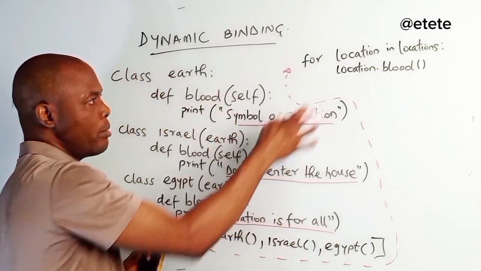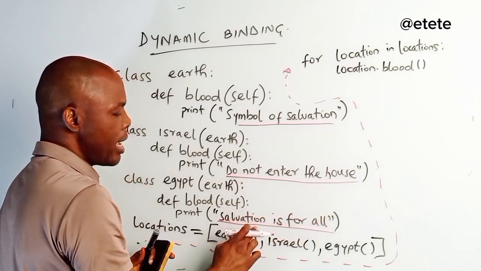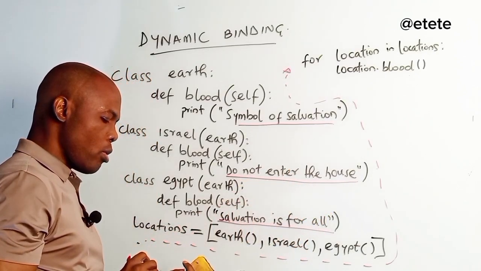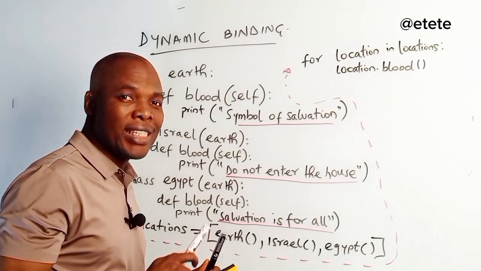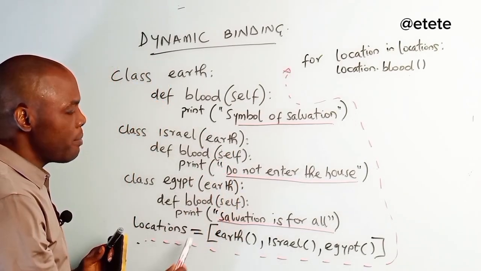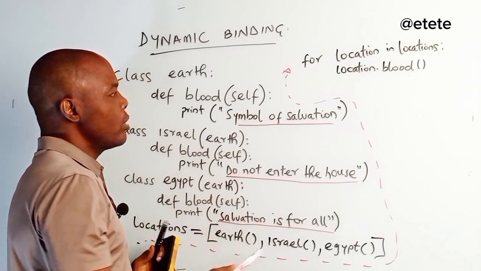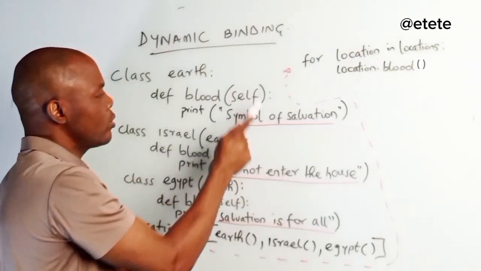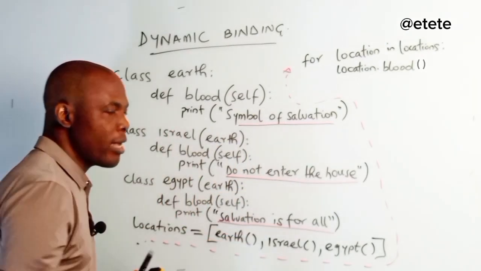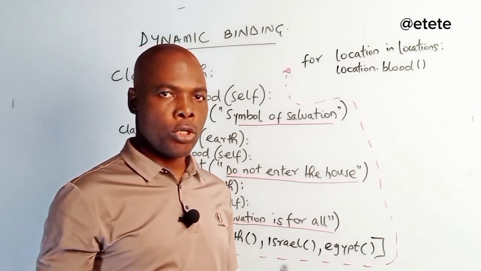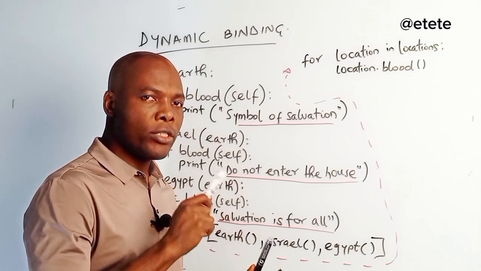So if I run this script with my for loop, I'm going to print out symbol for salvation, do not enter the house, and then salvation is for all. So what I have shown you now using this dynamic binding is to tell you it is at runtime that Python will determine which of the methods is going to be called based on the type of the object. If the type is earth, it's going to print out this. If the type is Israel, it's going to print out this. If the type is Egypt, it's going to print out this. So that is how Python does the method resolution. The method resolution is done at runtime based on the type.